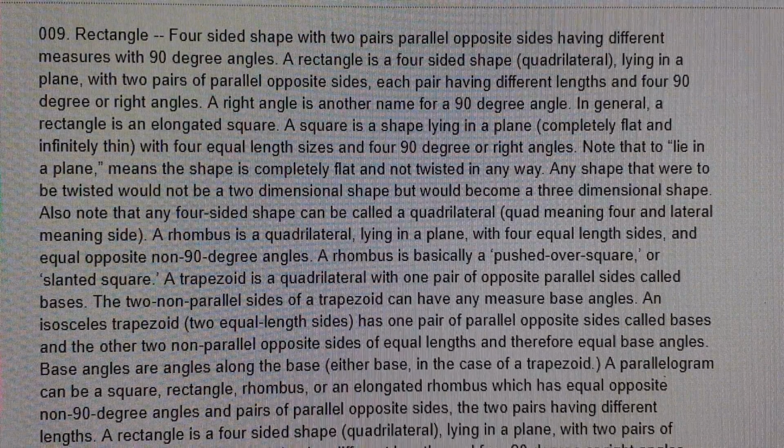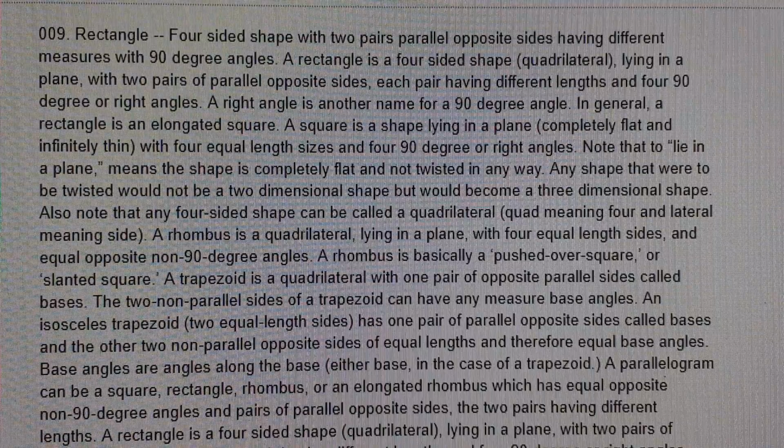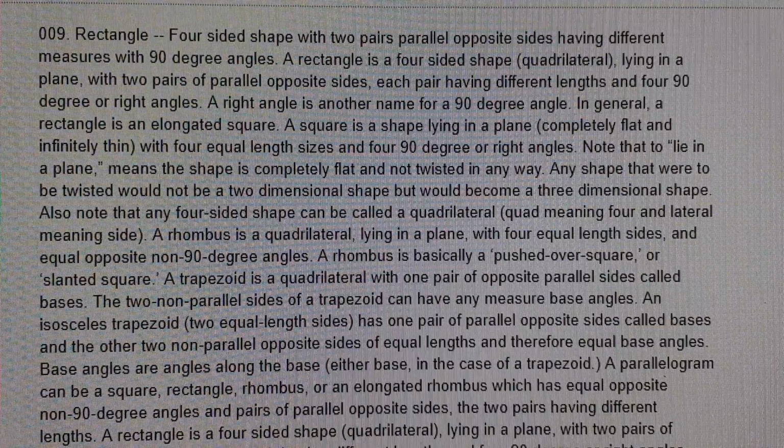A rectangle is a four-sided shape (quadrilateral) lying in a plane, with two pairs of parallel opposite sides, each pair having different lengths, and four 90-degree or right angles.